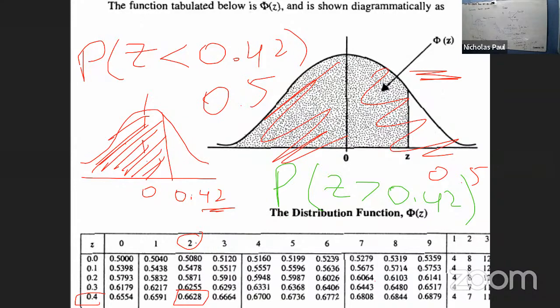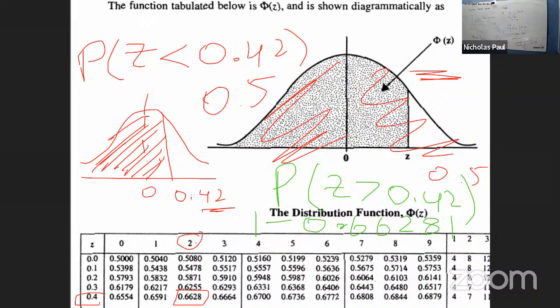Jadon. Well done, Jadon. I like that. So Jadon said 1 minus 0.6628. Right? Very good, Jadon. That was impressive. Very smart.